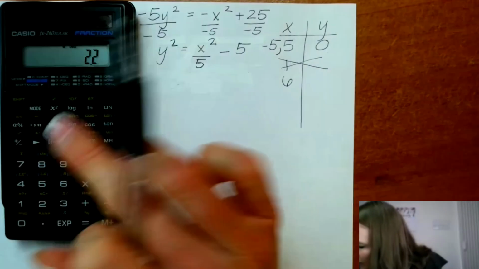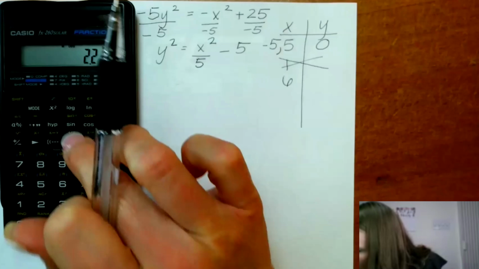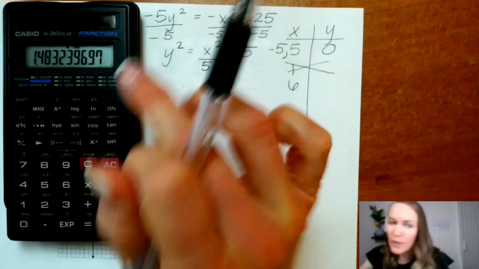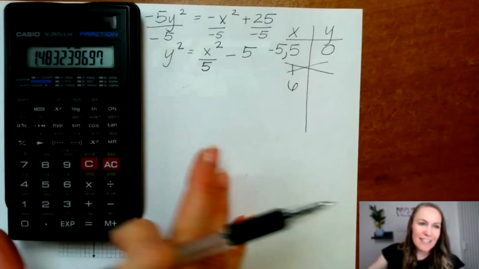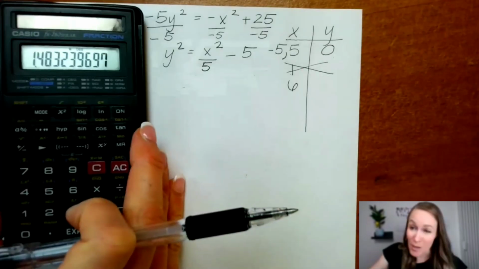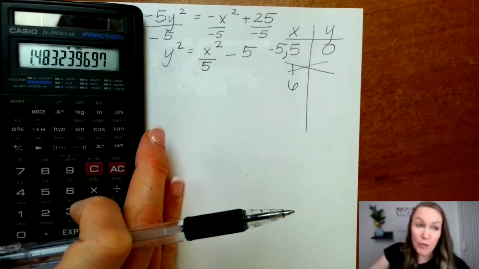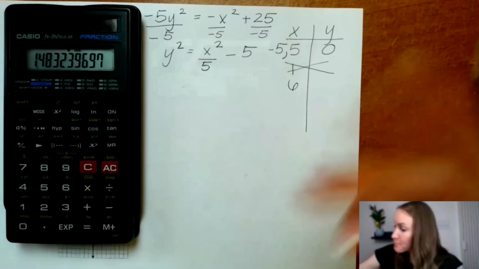I know you can't see my buttons very well, but I'm just going to shift and then this one. So this is what I mean by the numbers not coming out very well at all. So I'm actually going to just estimate this number and round it to 1.5.